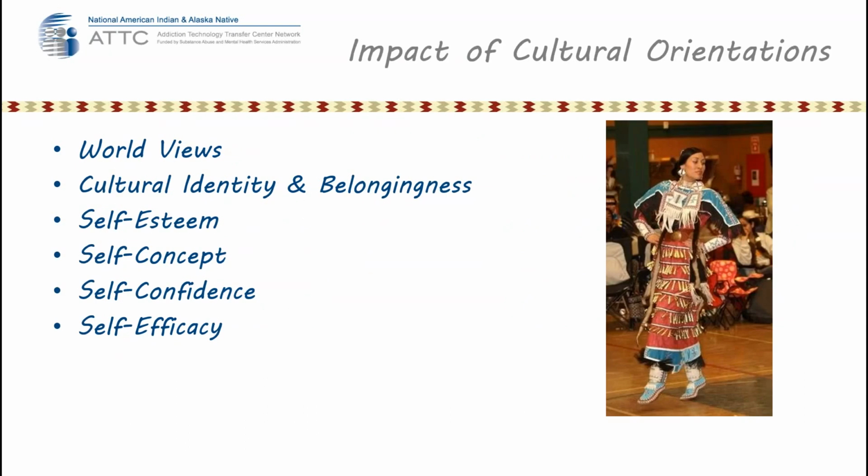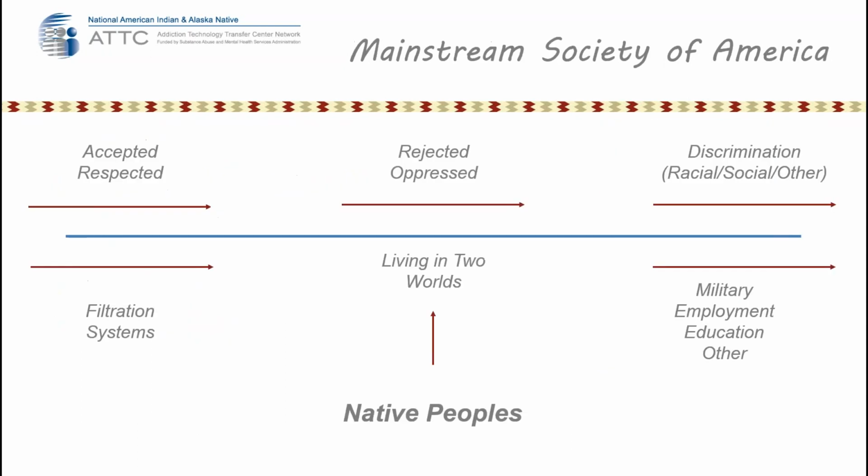Looking at a lot of the orientations between the traditional, bicultural, and assimilated, the worldviews might be different. Their self-esteem might be different in the way that they see life and themselves. Looking at this here, you'll see how many of the mainstream society of America a Native might go through, and they could be accepted or respected. They might feel rejected or oppressed. They might feel discriminated against.